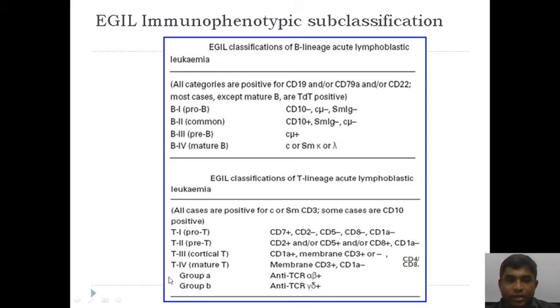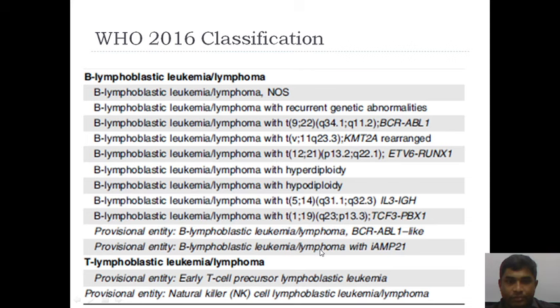Similarly, T-ALLs are also differentiated based on the stage of maturation of the T lymphoblasts. They can be pro-T, pre-T, cortical T, or mature T, depending on the presence of different cell surface markers. Common ones used are CD7, CD2, CD5, CD8, and CD1a for differentiation. So the EGIL classification was the earlier classification.